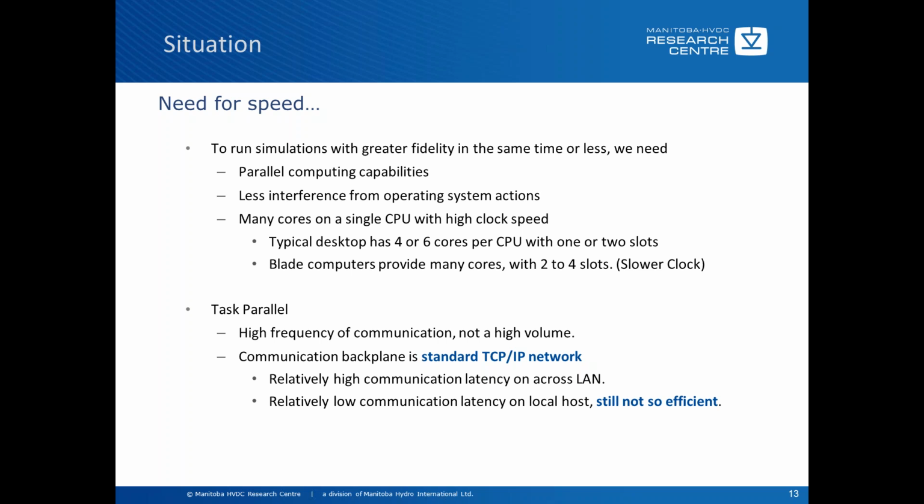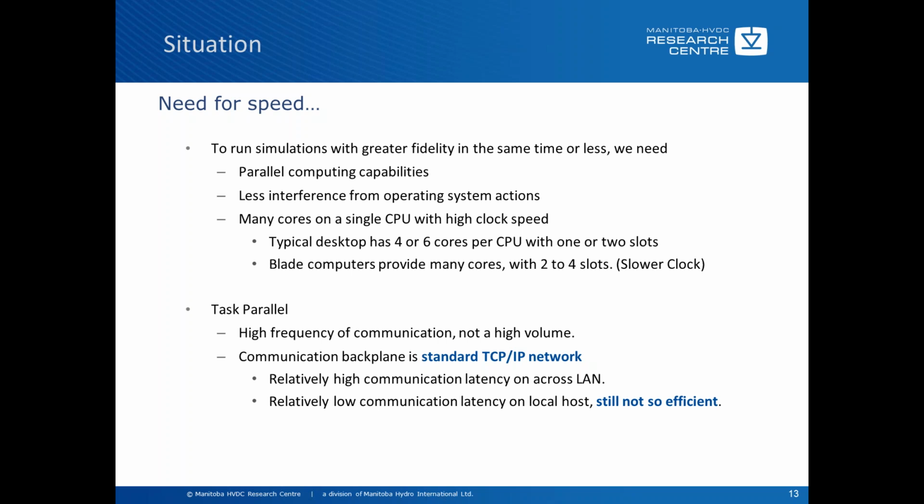Typical desktops these days can have 4 to 6 cores per CPU with 1 or 2 slots. So 4 to 6 core computers or 2 slot 12 core computers are not really that difficult to acquire. Blade computers can provide many more cores. However, they typically have a slower clock speed, so there is some penalty to be incurred when using a blade type computer.